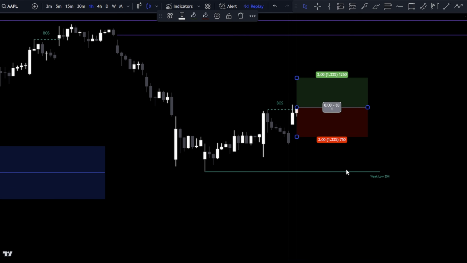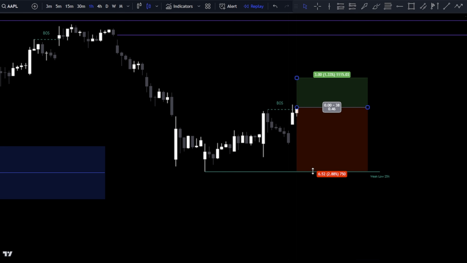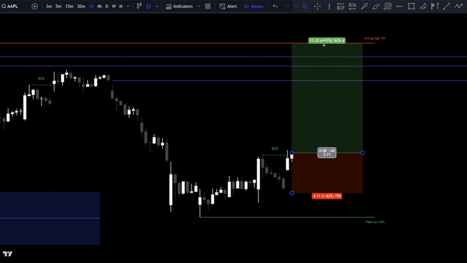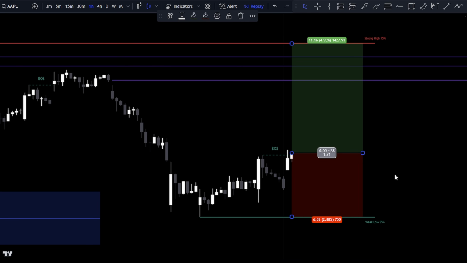For the stop loss, we have two options. First, use the weak low highlighted by the indicator, or second, use the most recent swing low. My approach is to use the weak low if the stop loss distance isn't too large, but if the stop loss seems too far away, I'll use the current swing low instead. Now, for the take profit target, we'll use the strong high highlighted by the indicator. However, I always check the risk to reward ratio to decide whether to use the weak low or the recent swing low for setting my stop loss. If the trade offers at least a 1 to 1.2 risk to reward ratio using the weak low, I'll go with that. Otherwise, I'll use the most recent swing low instead.